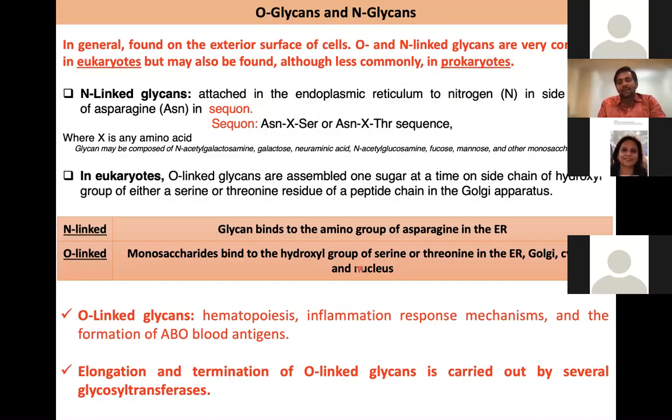Why are O-linked glycans important? Because O-linked glycans are important for the hematopoiesis process. They are required for the inflammation response mechanism also, and they are responsible for the ABO blood antigen also. However, the N-linked glycans also have their own function and role. And if we talk about the O-linked glycans, elongation and termination of these O-linked glycans is carried out by several glycosyltransferases, and I will be discussing three glycosyltransferases that are very important for this elongation and termination.